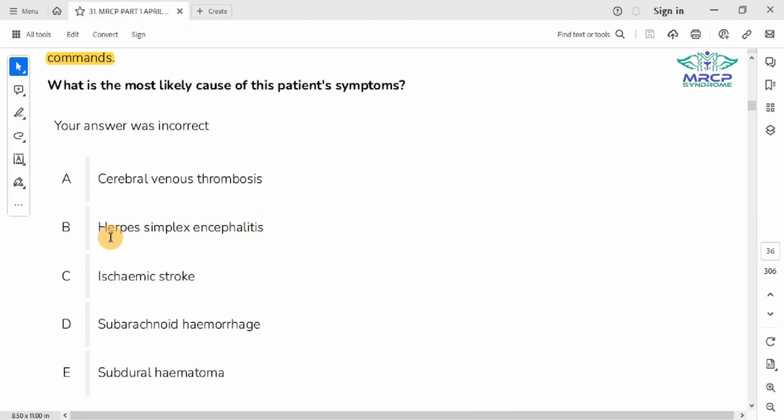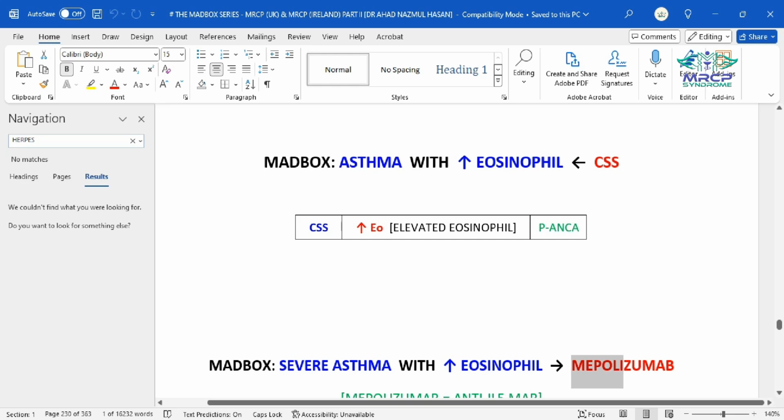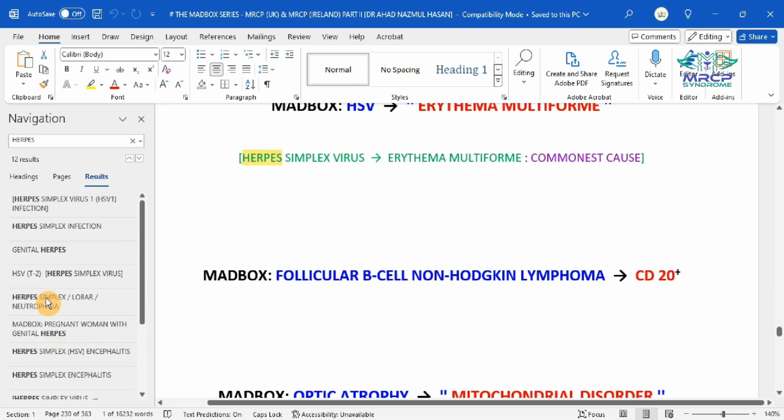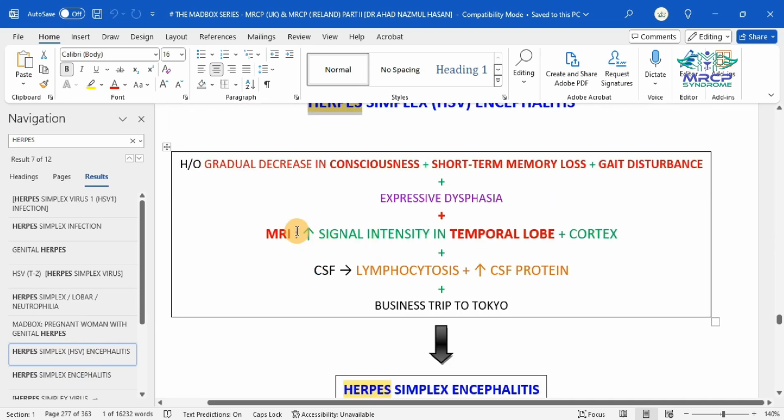What should be the presentation in case of herpes simplex encephalitis? Cardinal radiological features? Temporal lobe. Yes, there would be temporal lobe changes either in the CT scan or MRI. If you go for MRI, there will be a hyperintense lesion in the temporal lobe. There may be surrounding vasogenic edema. If you go for CSF, there will be features of lymphocytosis with elevated CSF protein.